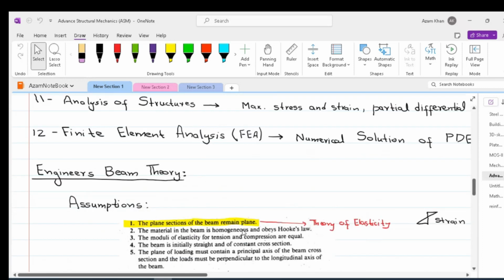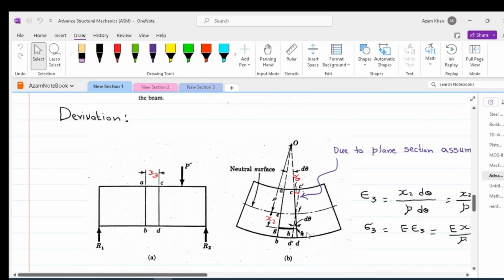Based on our assumption 1, AB and CD stay straight. They don't become curvy or jagged after application of the load. This assumption will only be valid if the cross-section area is very small as compared to the overall span of the beam. If we keep on increasing our cross-section area, then there is a possibility that our cross section might become jagged.